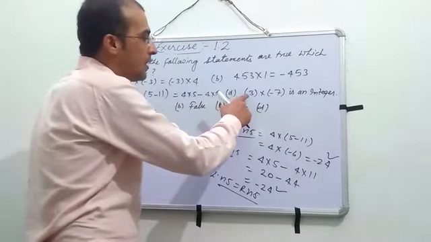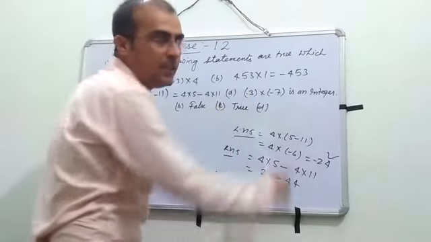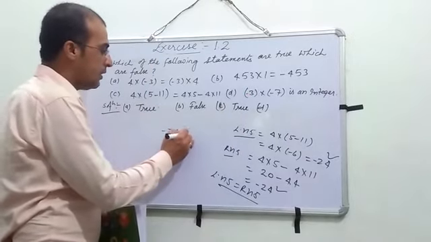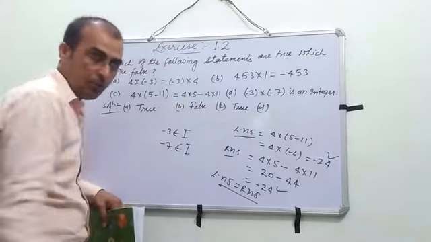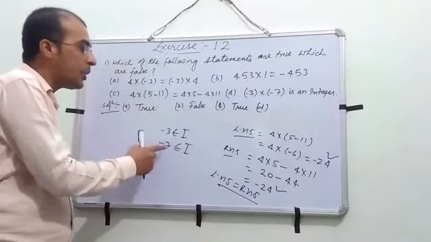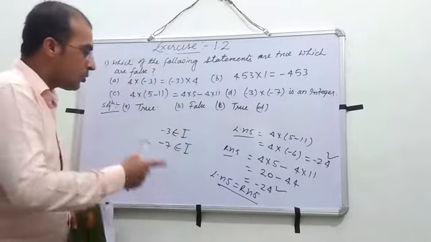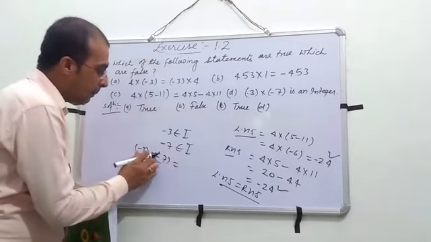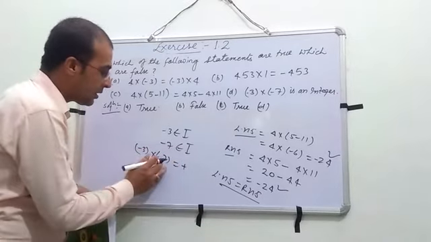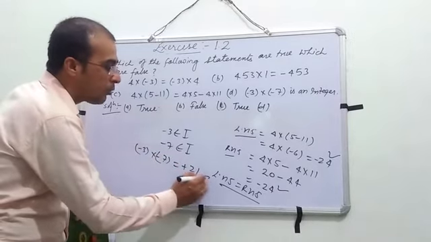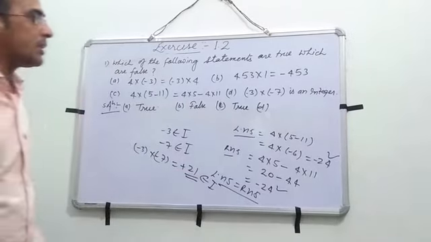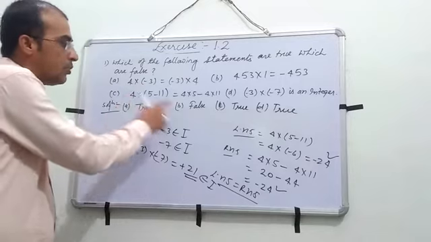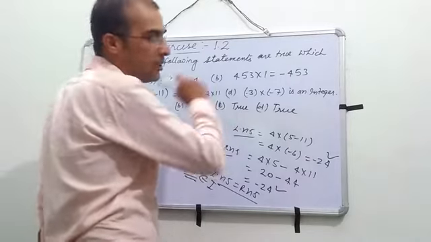In brackets minus 3 into in brackets minus 7 is an integer. Then the product of two integers. Minus 3 is an integer. Minus 7 is also an integer. We know that the product of two negative integers is always positive. So minus 3 into minus 7 will be equal to minus into minus plus, and 7 threes are 21. And 21 is an integer. So we can say that this is also true. First is true, second is false, third is true, and fourth is true.